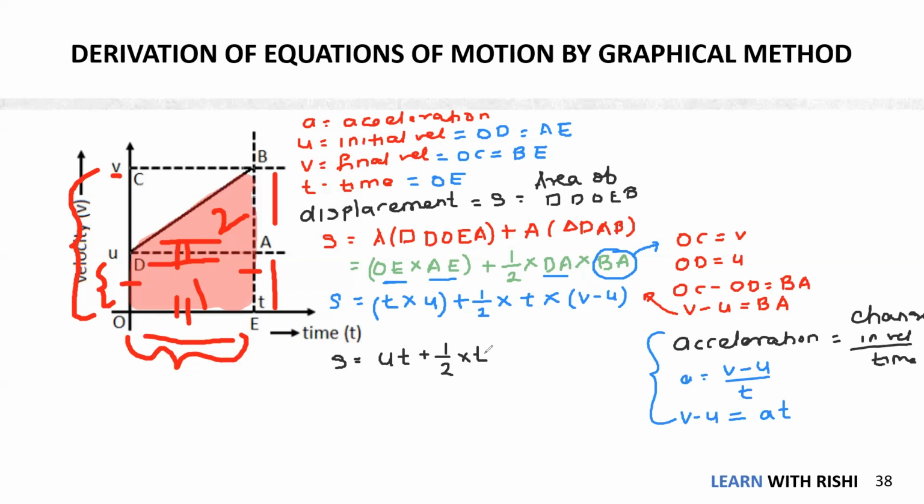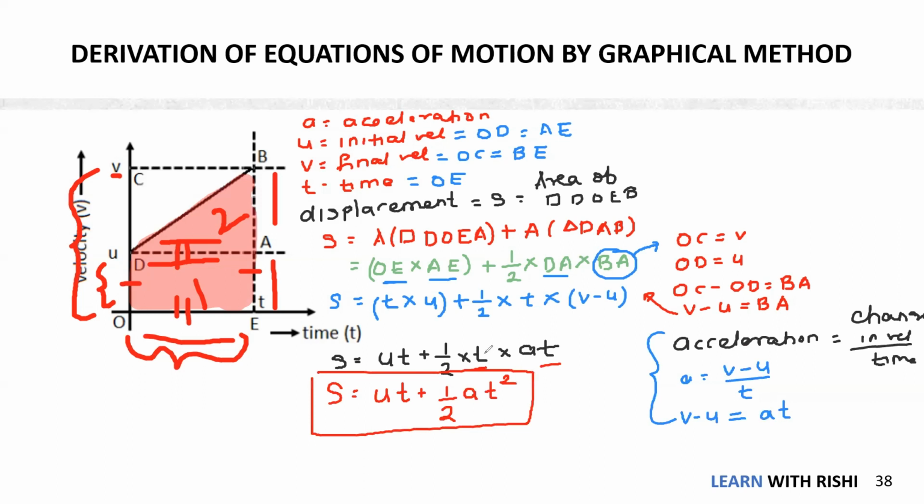So my next step will be S is equal to ut plus half into t into a into t. So my final step becomes S is equal to ut plus half at square. Since there are two t here, t into t will give t square. So this is my second equation of motion. And I have derived the second equation of motion with the help of graphical method. I hope you understood how we derive the second equation of motion with the help of velocity versus time graph when the object is in uniform accelerated motion.